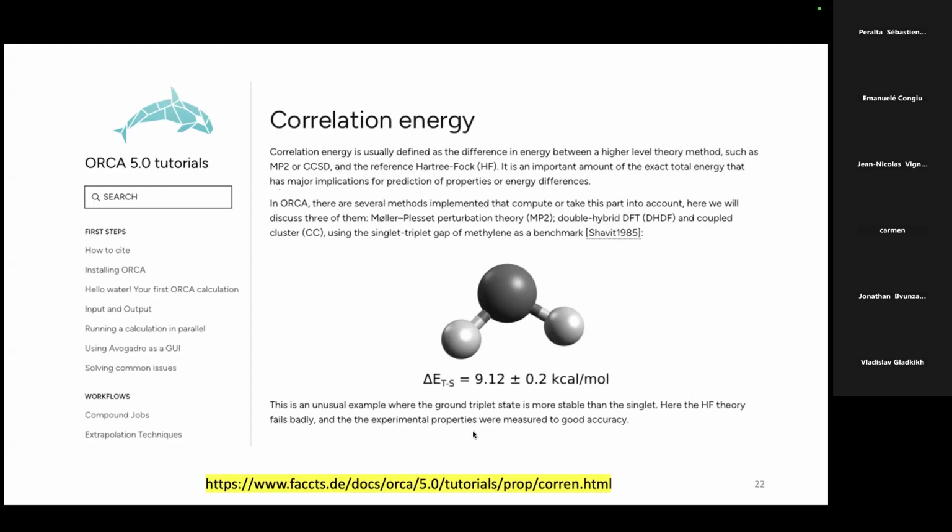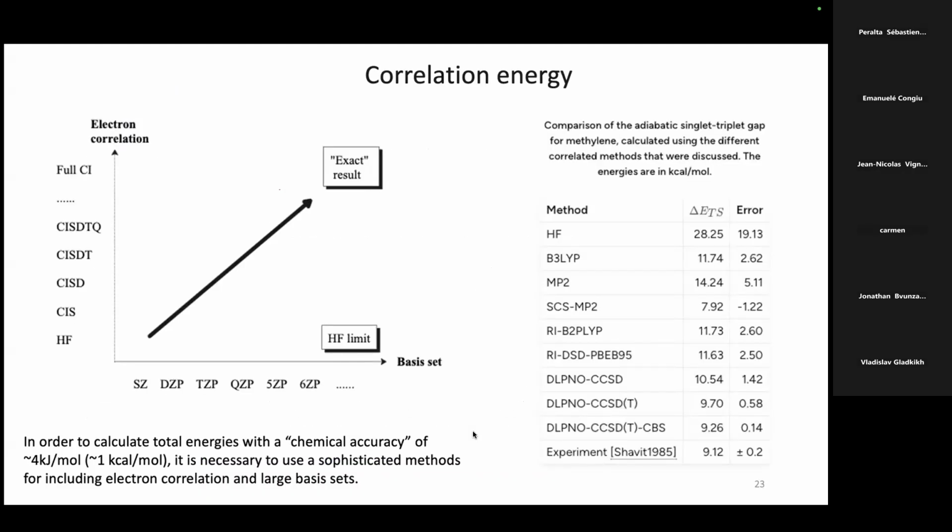So this is a methylene molecule. It has two spin states. One is the singlet state, which has all electrons paired, and the other is the triplet state. There are two unpaired electrons in that case. Now the experimental singlet-triplet energy gap is given here in this reference. It is 9.12 kilocalories per mole.